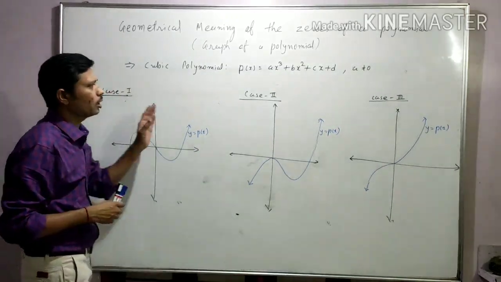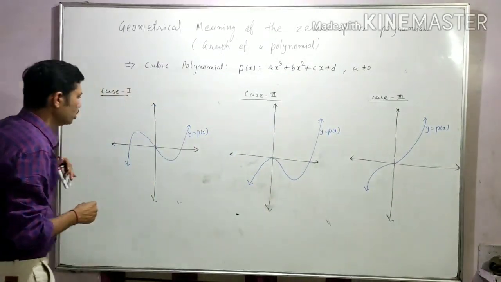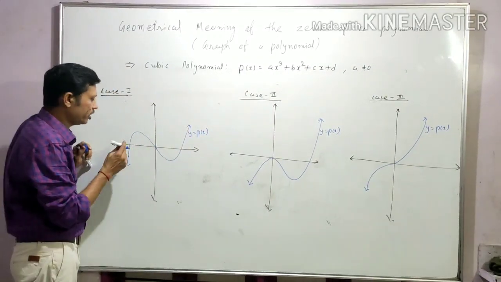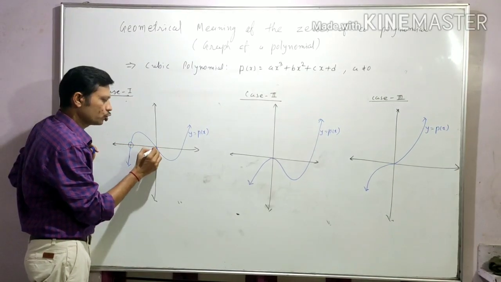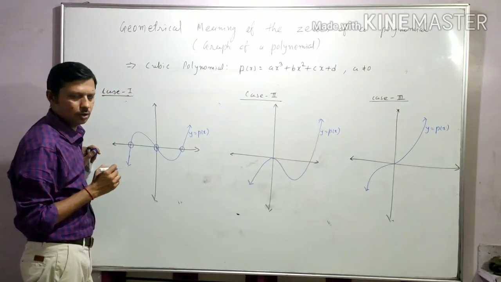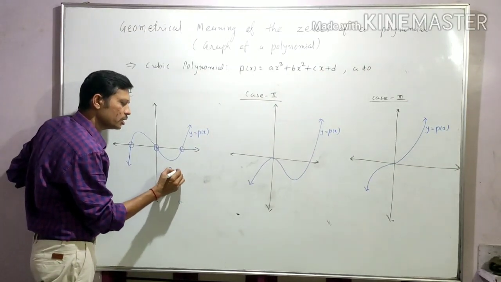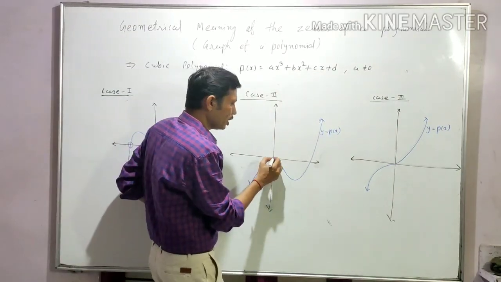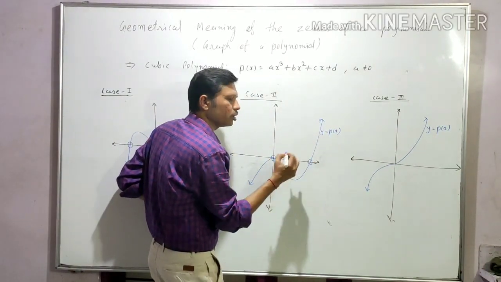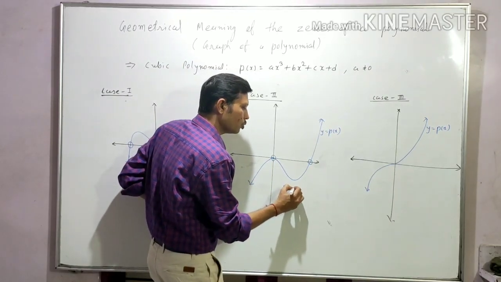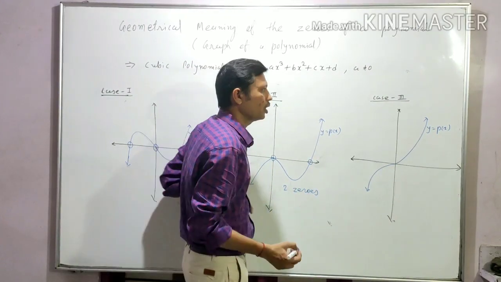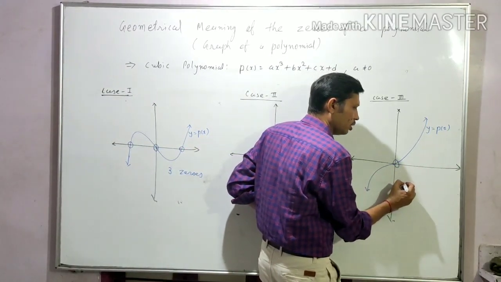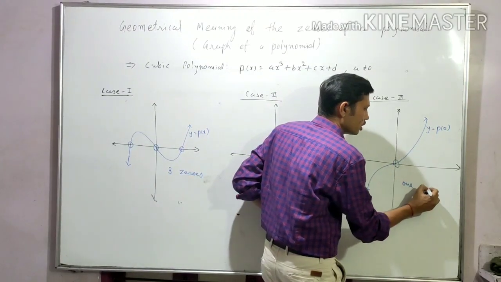So now here I am taking 3 different cases of the cubic polynomial. You can see this graph of the polynomial. It will intersect the x-axis at how many points? 1 point, 2nd point, and 3rd point. So here how many zeros are there? 3 zeros. Here you can see the graph, it will intersect the x-axis here and here. So how many zeros are there? 2 zeros. And here you can see this graph intersects the x-axis with only 1 point. So that is only 1 zero.